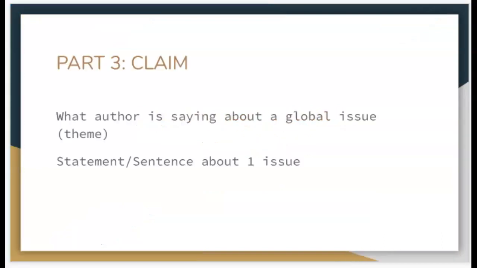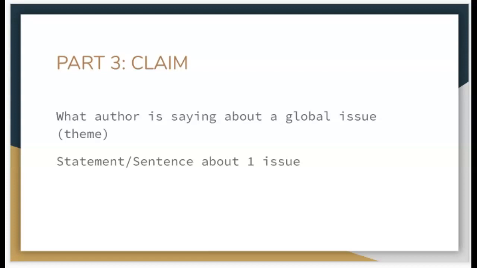So now that you have your one picked, you're going to set it aside and come back to it in a little bit. I want you to look at part 3 where it says claim. Now I want to talk you through claim a little bit. So what is a claim? A claim is what your teachers last year, especially if you were in honors, referred to as your thesis statement. And it's what the author is saying about that global issue.